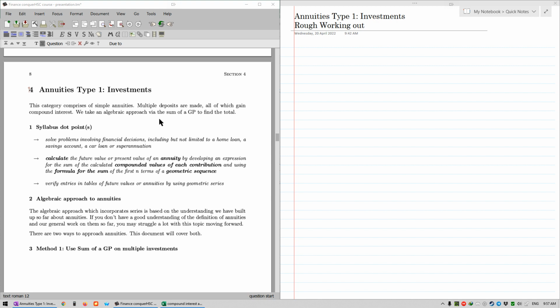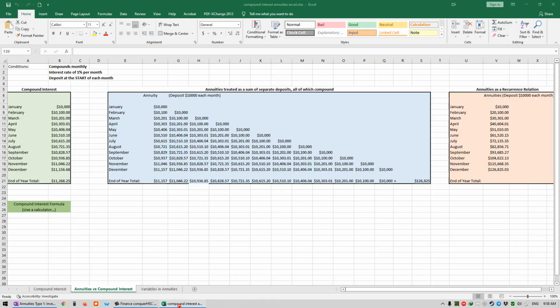This category comprises simple annuities, the ones we covered in the previous couple of lessons, where you make multiple deposits, all of which gain compound interest. It's really important to understand that. You deposit 10,000 in January, 10,000 in February, 10,000 in March, 10,000 in April, and so on and so forth. Each of these $10,000 investments will compound separately.